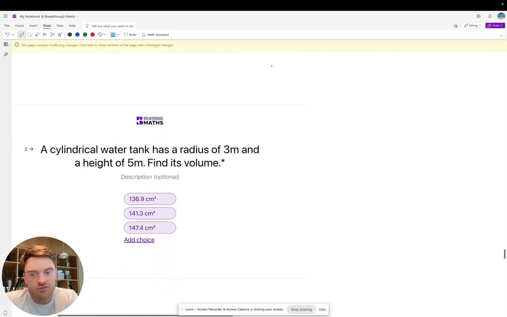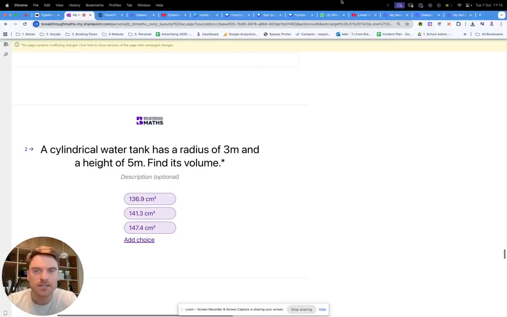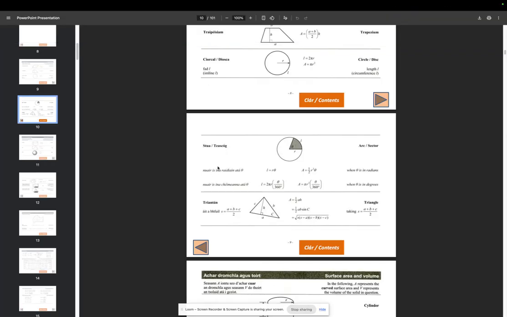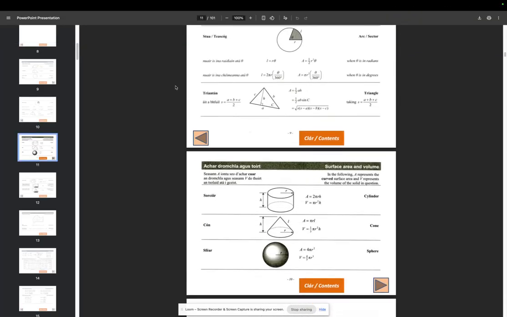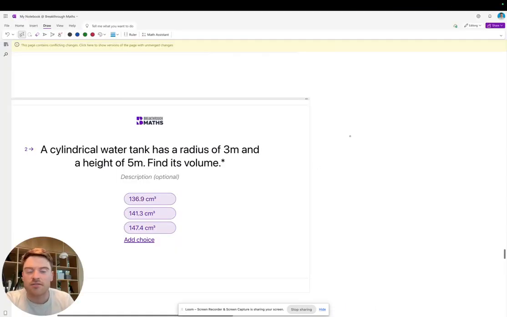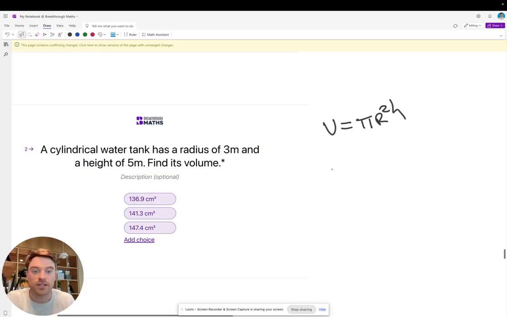A cylindrical tank has a radius of 3 meters and height of 5. Again, write out the formula. Go to your log tables. It's on page, what page would this be? Probably page 9. Actually, this one's on page 10. Page 10 of your log tables, and you'll see the formula for the volume. Volume equals pi r squared h. And just write that down.